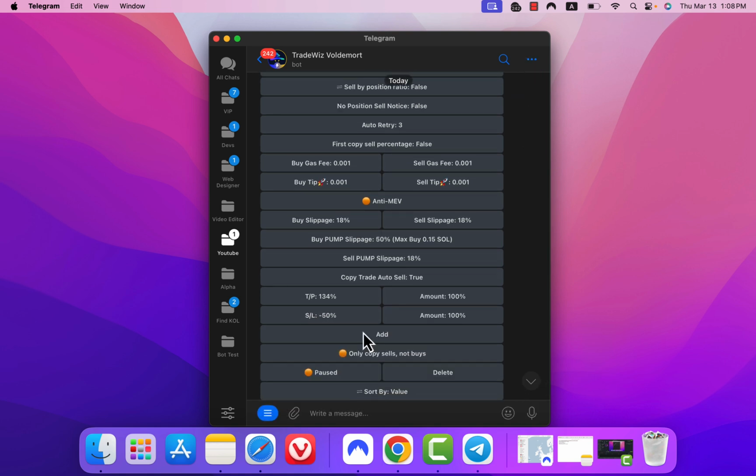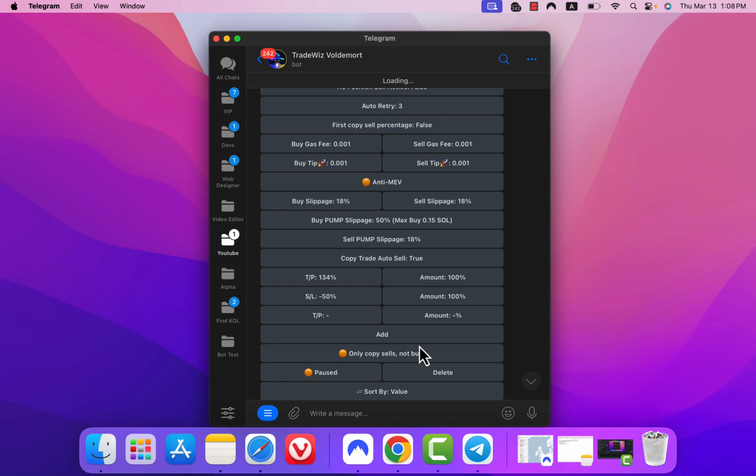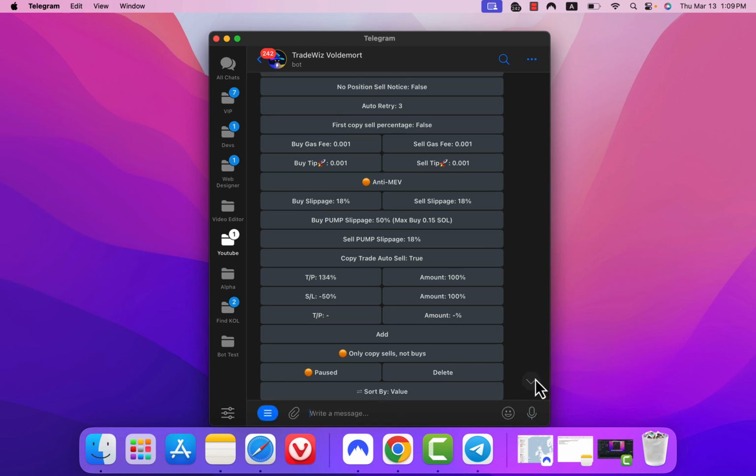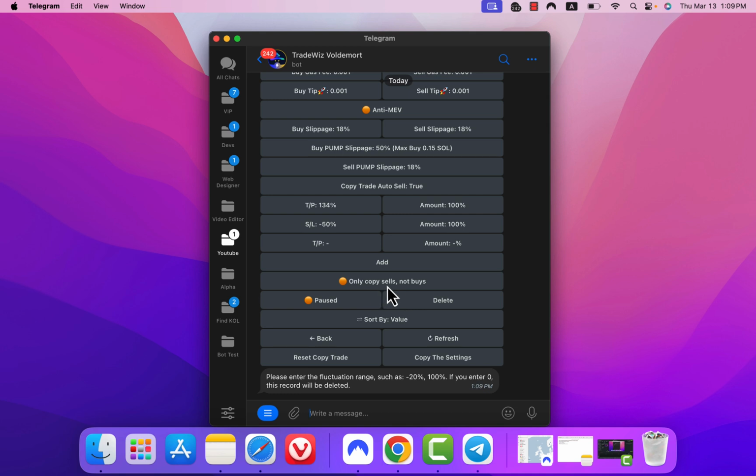And for take profit and stop loss, I set this exactly as mentioned on Ultra. When you write a minus, for example 30, this will be set as a stop loss. But if I write this as a plus, this will basically be take profit. Keep that in mind. Everything in here looks good. We only want to copy buys, and we can actually activate this wallet.